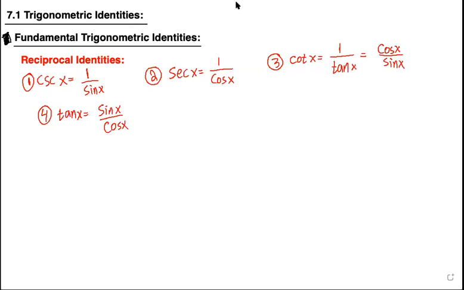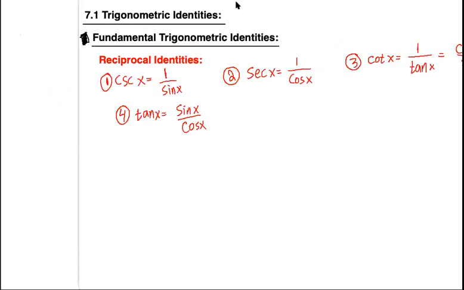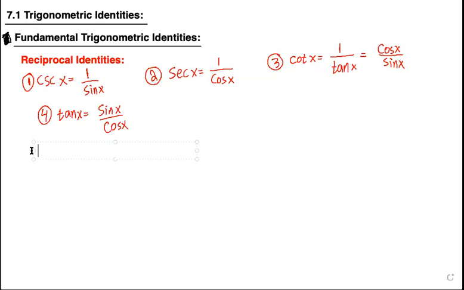We have also the Pythagorean identities. The Pythagorean identities are defined as follows. Number one, we have to know sine square of x plus cosine square of x equals 1.